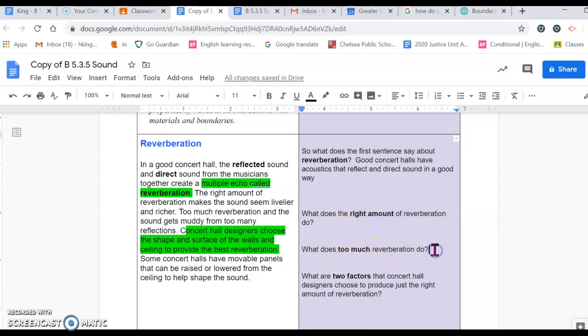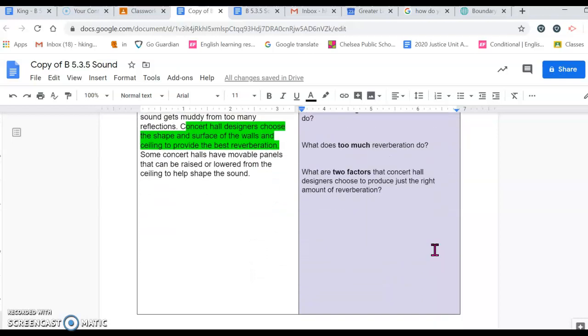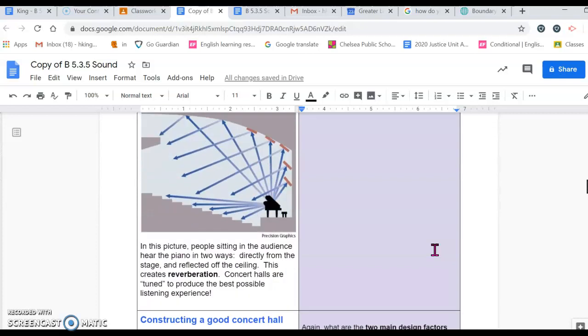So then I wanted to point out here, too much reverberation. One thing I think about there is like a really noisy dining hall. If you can imagine the cafeteria at lunchtime, and what does that sound like? That to me is too much reverberation. Okay. So let's keep going.